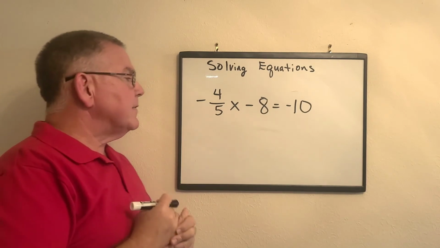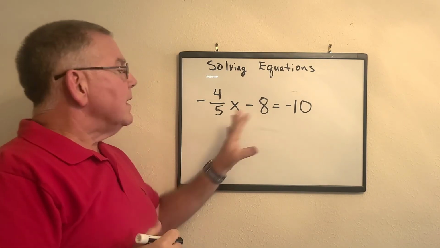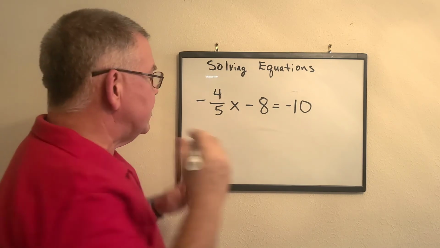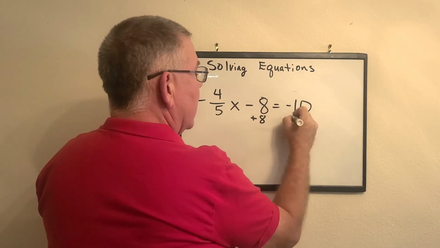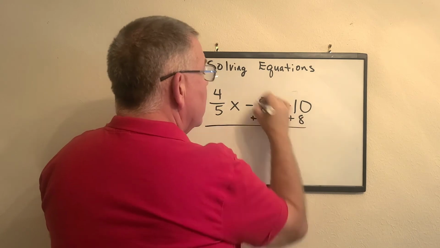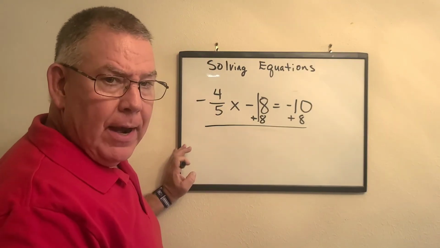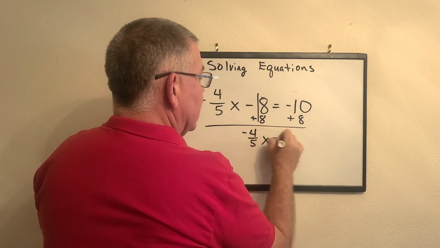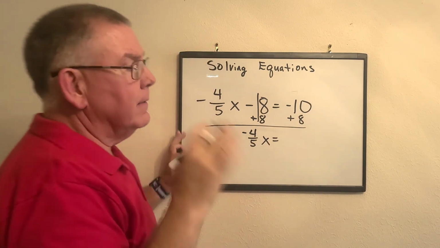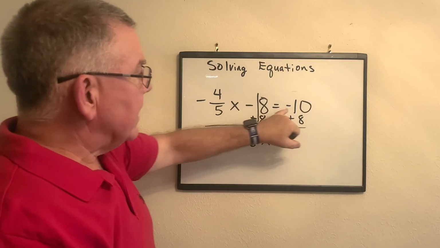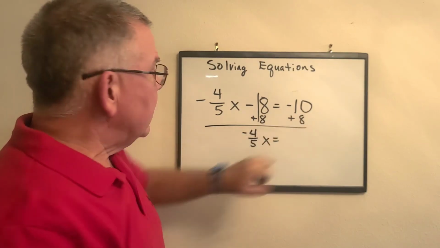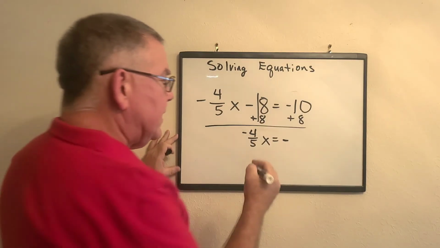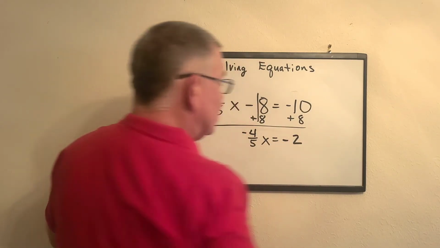Now, there are a lot of negative signs. There's a minus, so let's work through this. First things first, we need to undo subtraction with addition, so we're going to add 8 to both sides. Now, the reason why I do that, it's called a zero pair. So I have negative 4/5 x equals, now negative 10 plus 8. Remember, you take the larger of the two, you take its sign and then subtract the smaller from the larger. So 10 minus 8 is 2.